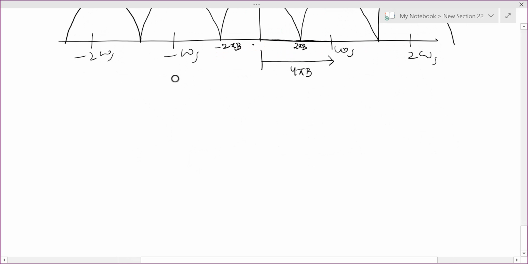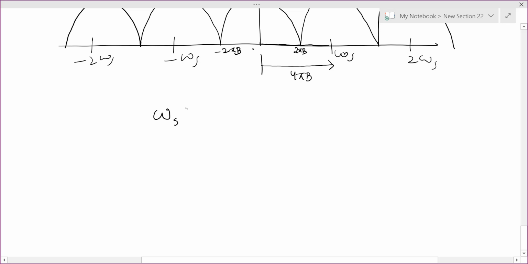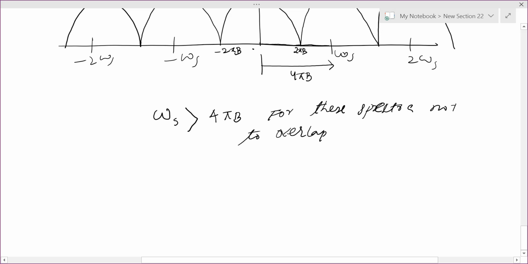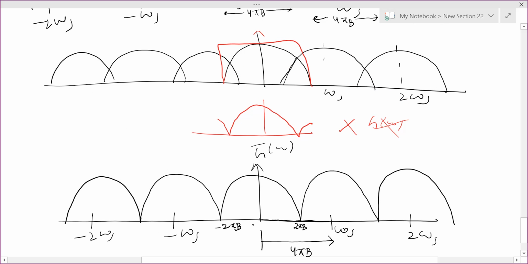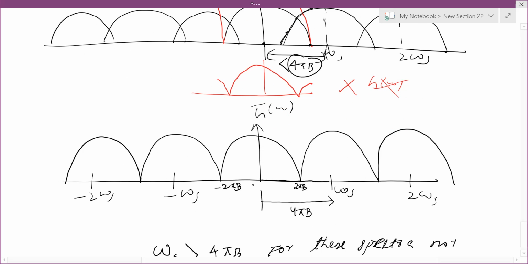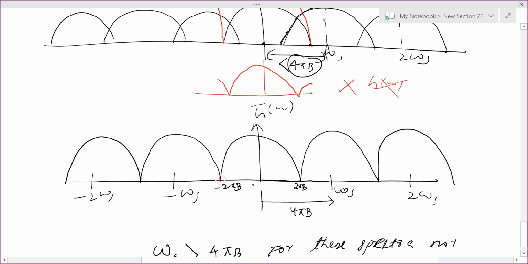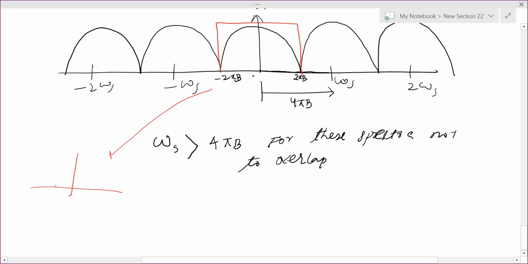So what you observe here is that this omega s should be greater than 4 pi b for these spectra not to overlap, right? Because in scenario number 2, this gap is less than 4 pi b. That is why overlap is happening. And if overlap happens, you can't put a filter. Now in the third scenario, the tight case, you can put an ideal filter like this, and you can get back g of omega. Although I will tell you later on that this ideal filter is difficult to design, but we can.